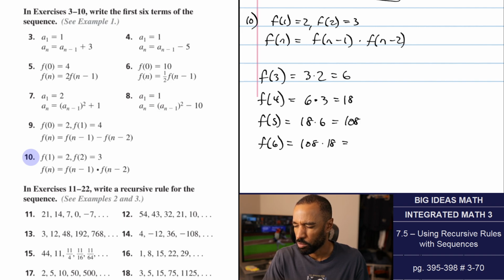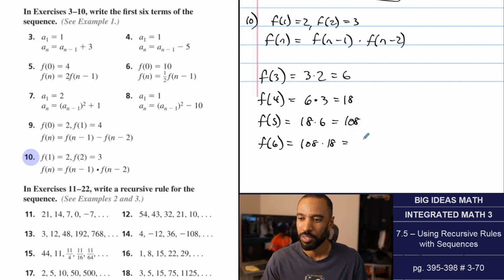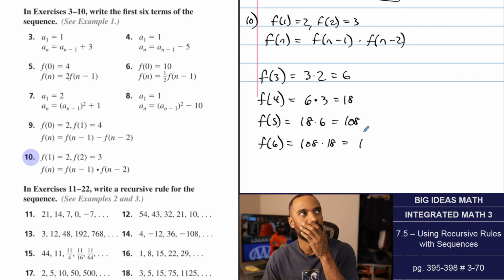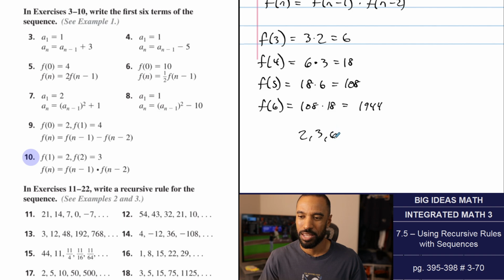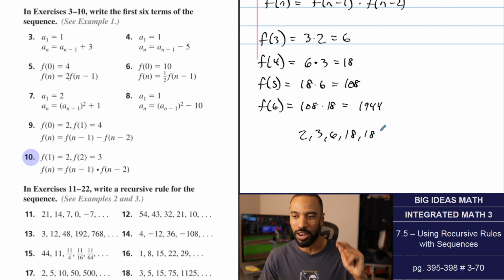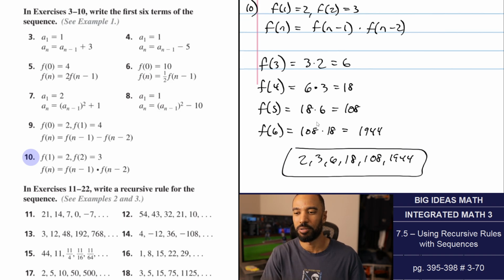Let me guess, 1, 2, 2, 4. Let's see if that's right. 108 times 18. 1944. I was nowhere near it. I did a multiplication wrong in my head. That's why I have the calculator. Okay, 1944. I tried. Okay, 2, 3, 6, 108 and 1944. When you store one number wrong in your head, you can close your eyes and create the image and still screw up. But that's what we're doing, right? Multiplying one term by the one before it.